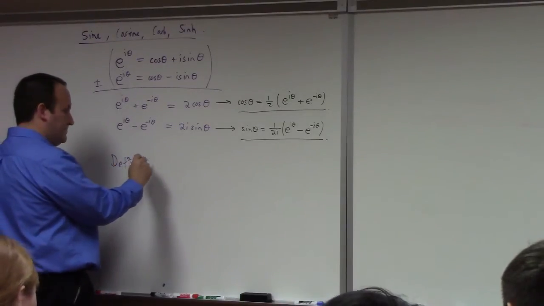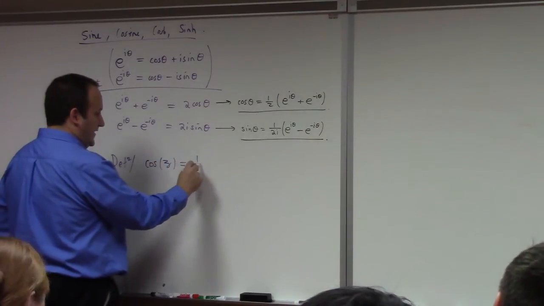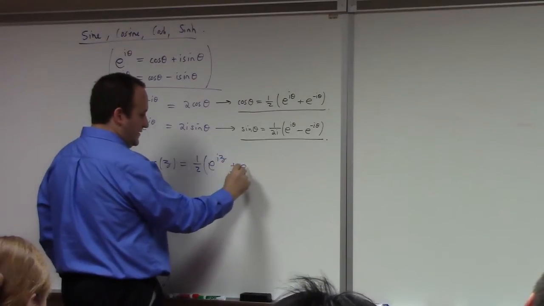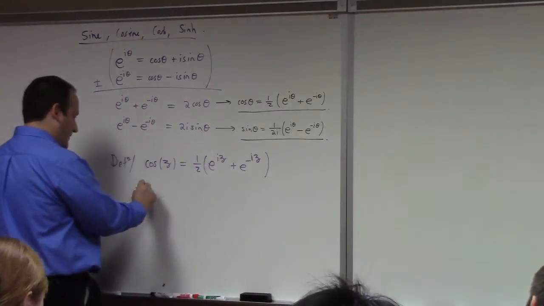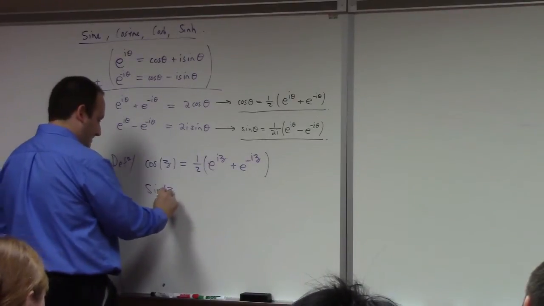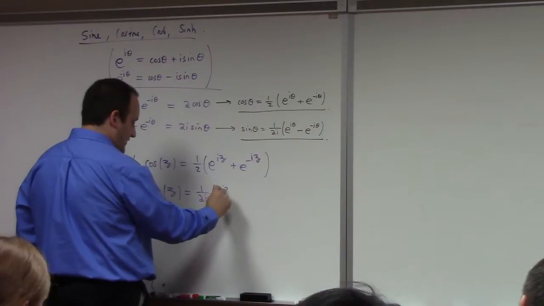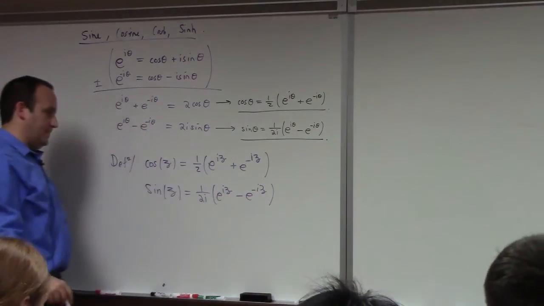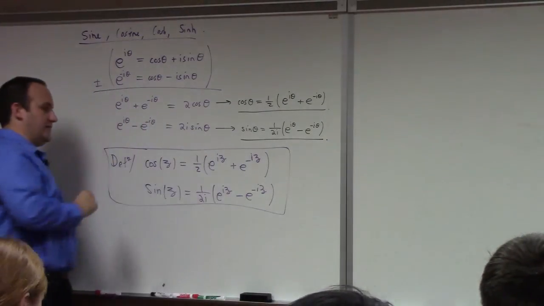The complex cosine of z is equal to 1/2 (e to the iz plus e to the minus iz). And the sine of z is equal to 1/2i (e to the iz minus e to the minus iz). So there you go. There's your definitions for complex sine and complex cosine.